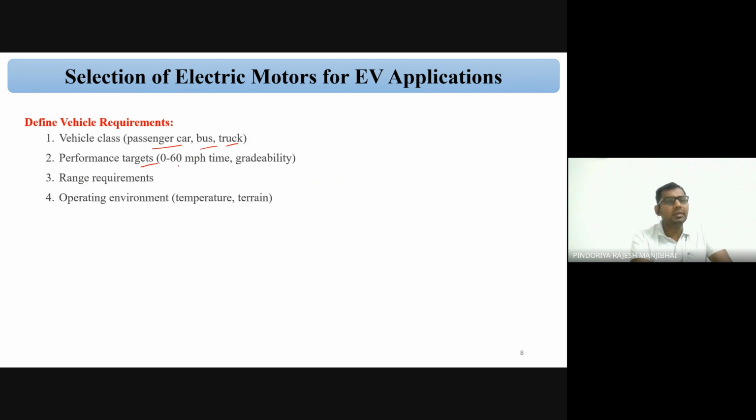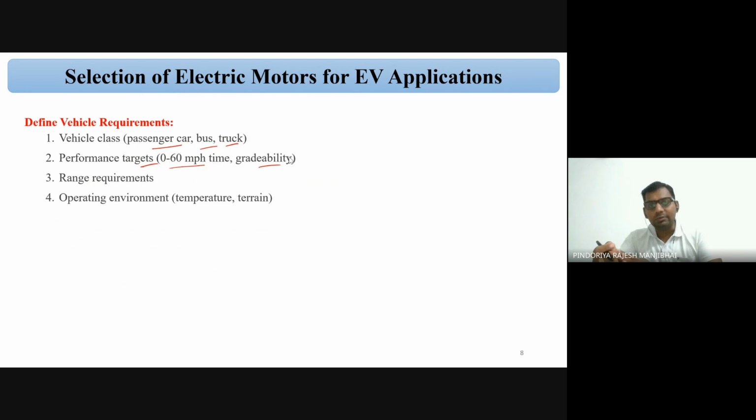Performance target, maybe 0 to 16 meters per hour time. Okay. And gradability, so which road condition you are considering, correct? So there is a mile per hour, 0 to 60 miles per hour. And which type of gradability? Gradability means it is a plain road, or maybe a hilly road.